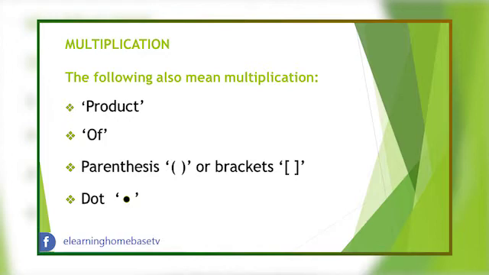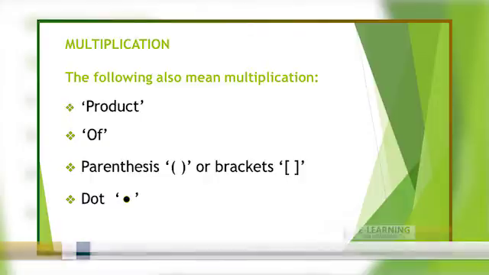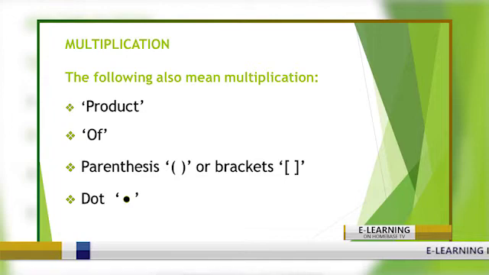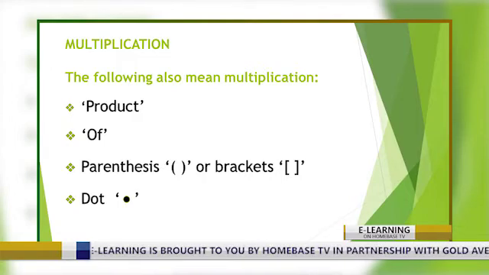The next one is of, O-F. Of also means multiplication in mathematics. So if somebody tells you 3 of 2, it means 3 times 2. Simple. The next one is parenthesis, what we sometimes call brackets. The curved one is parenthesis, and the straight ones we call brackets. They also mean multiplication in mathematics. The final one is dots. Yes, I know you'll be surprised. Dot means multiplication in maths.